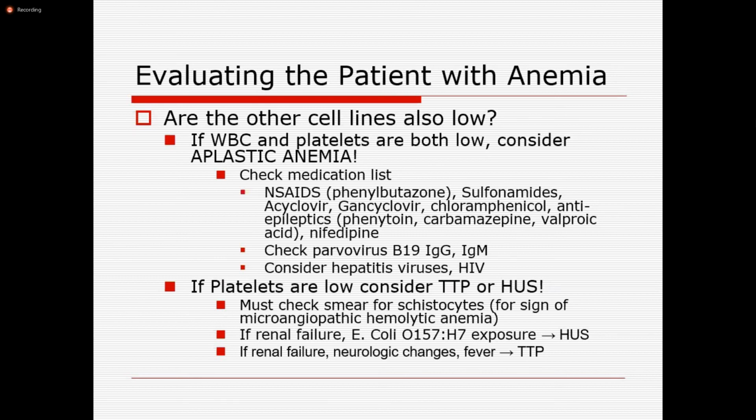If patients' platelets are low along with this, then TTP or HUS may be considered. Must check smear for schistocytes for signs of microangiopathic hemolytic anemia. And if renal failure or E. coli exposure, HUS is more common because it usually follows a diarrheal illness, more common in children. If renal failure, neurological changes, fever, then this triad is typical of TTP, thrombotic thrombocytopenic purpura. Next, please.